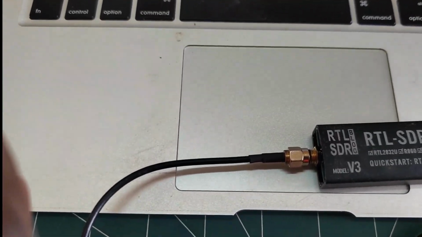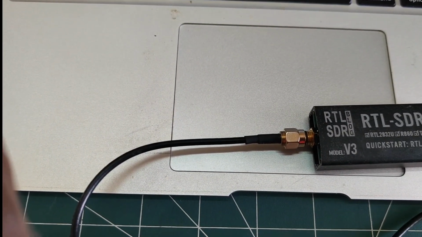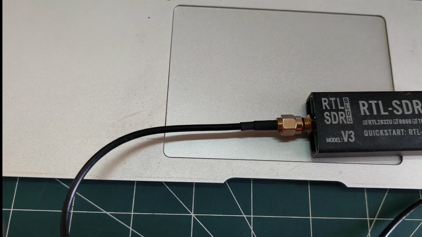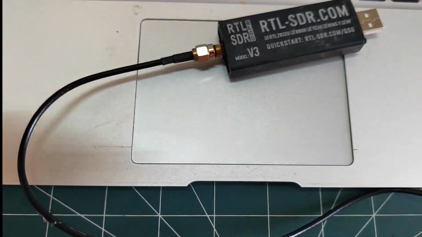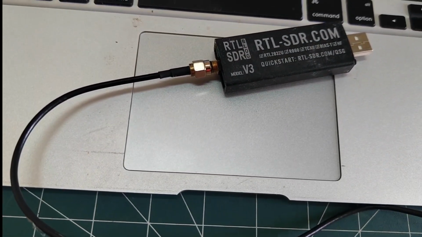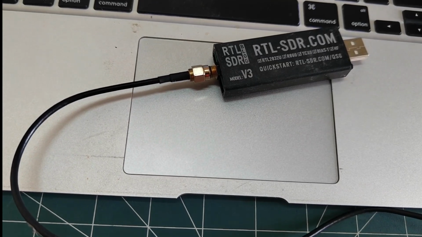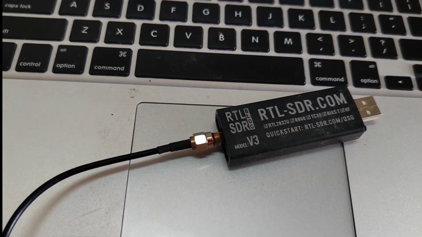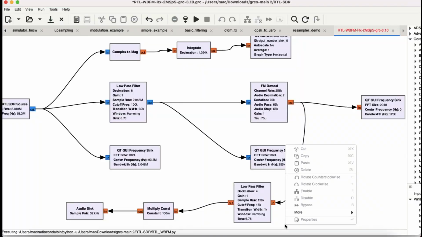So let's build a small FM receiver and let's see what's going on. This is during Ramadan, so we're going to try to see if we can get some signals and listen to them. For this we're using a flow graph in GNU Radio Companion. Make sure that you have your dongle plugged in. I just recently got this dongle and I've never worked with it before, so this is probably a test run.